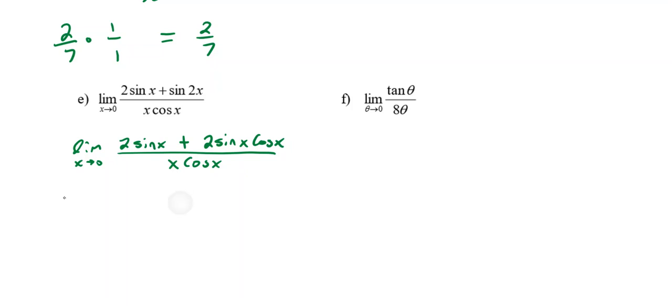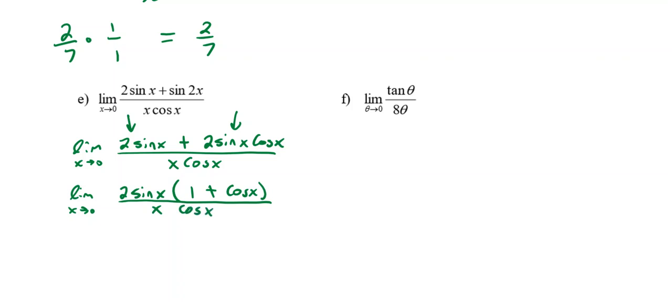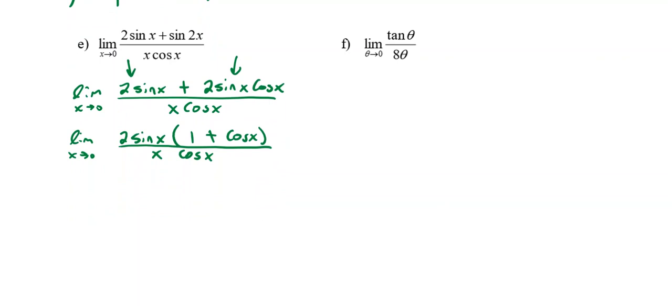Okay, now from there, I'm noticing that in this term we have a 2 sine x, and in this one I have 2 sine x. Let's factor that out. So that would be 2 sine x, and then we'd be left with 1 plus cos x, all over x cos x. The reason why I wrote it over there, maybe you noticed, look at this, sine x over x. Perfect, that's what we were looking for.